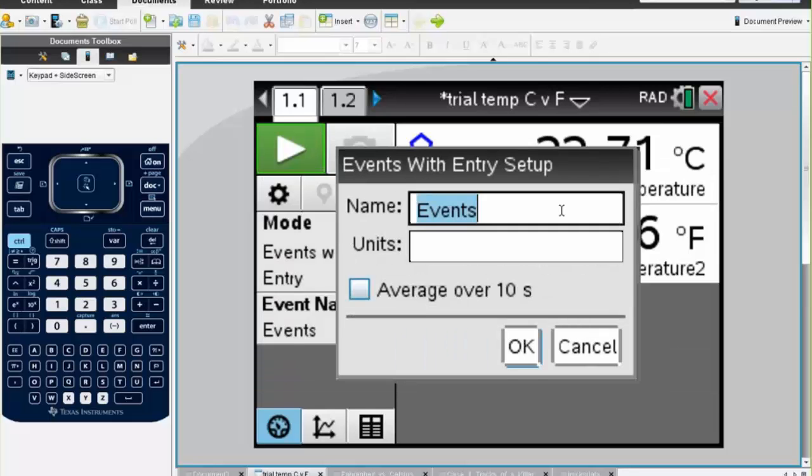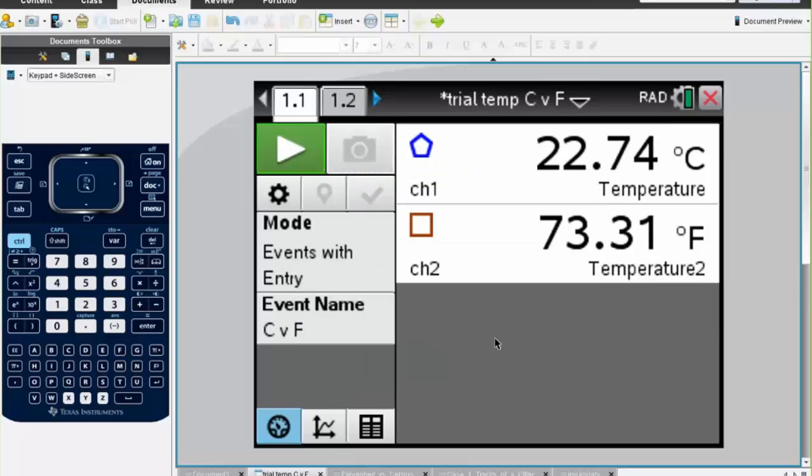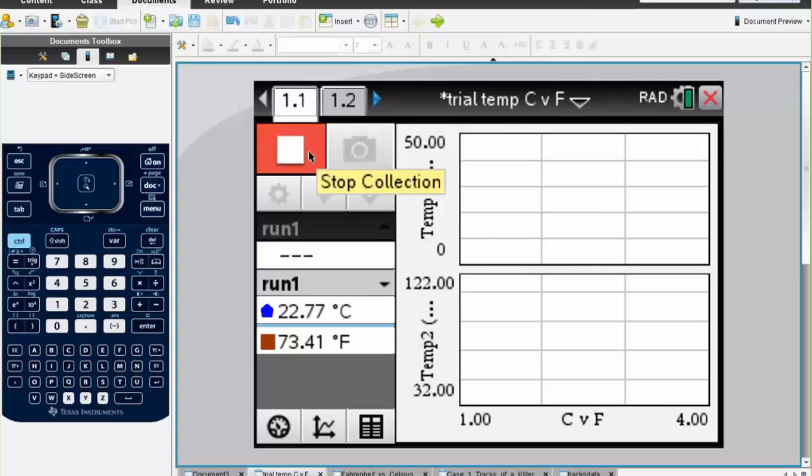It asks you to name what it is you're doing, so I'll call this Celsius versus Fahrenheit, and I'll click OK. So it's given it an event name down here. I am now ready to go. As with any data collection, green box up here, we press that. Students can press that on their calculators using their cursor, and we go into the data collection mode.